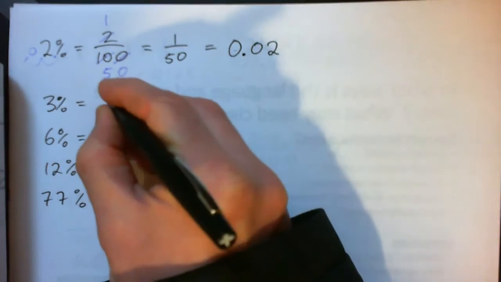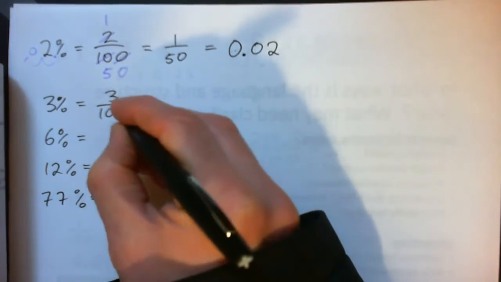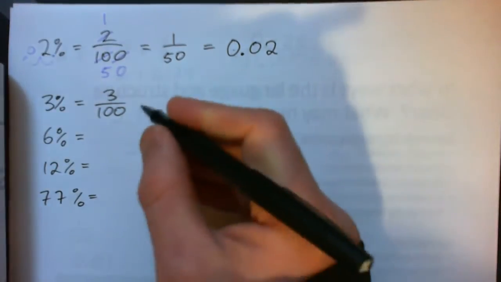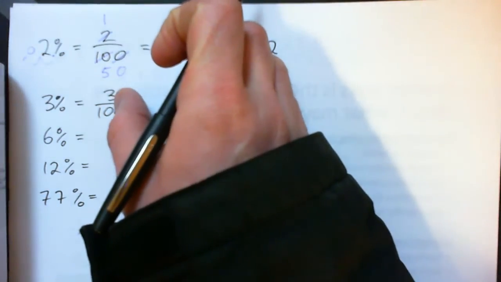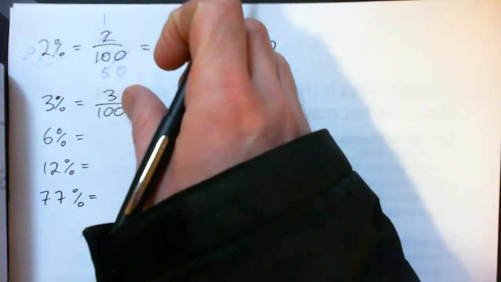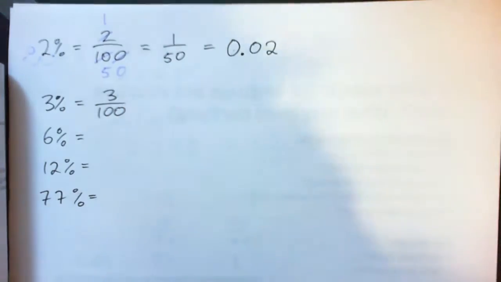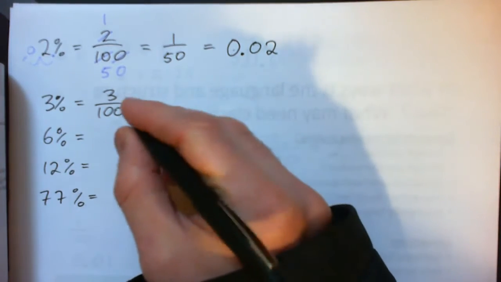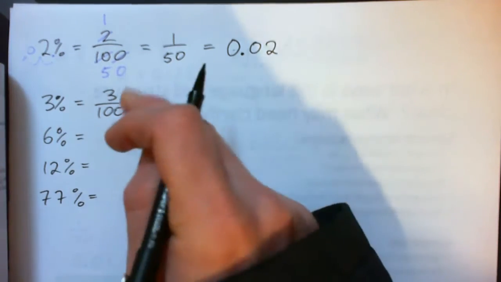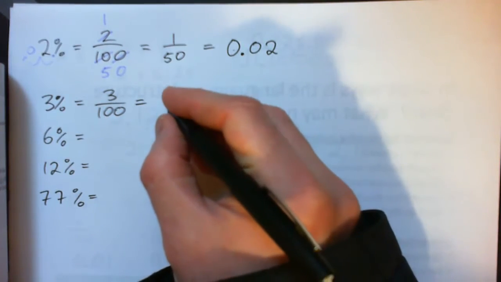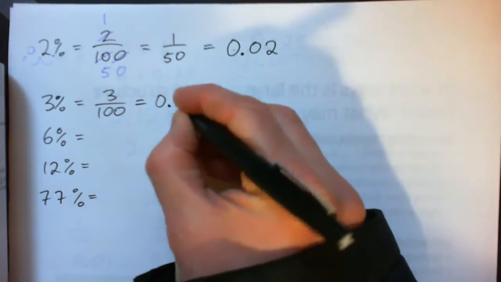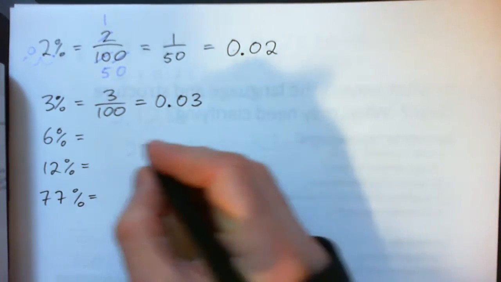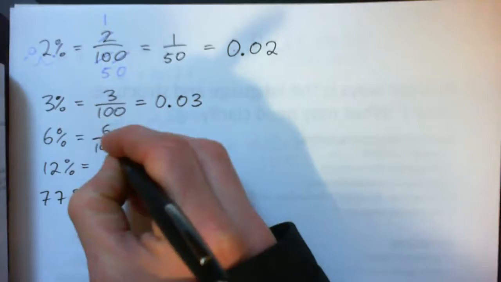So 3% is 3 per 100, 3/100. Can we simplify that? Can we cross cancel? Right, so 3 is an odd number, and 3 does not go into 10. 3 does not go into 100 either, actually. So that's as simple as it gets. So we leave it in that form, and then into a decimal, that's 3/100. So how do you write that as a decimal? 0.03, right?